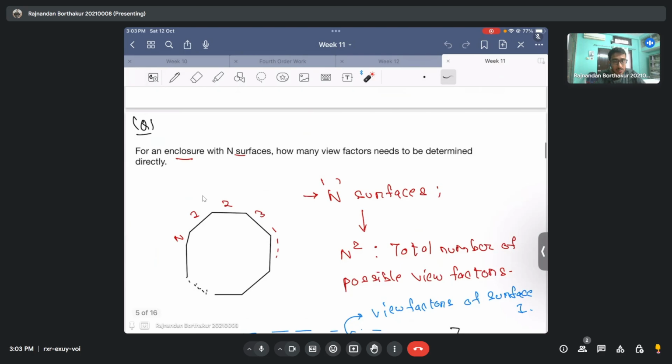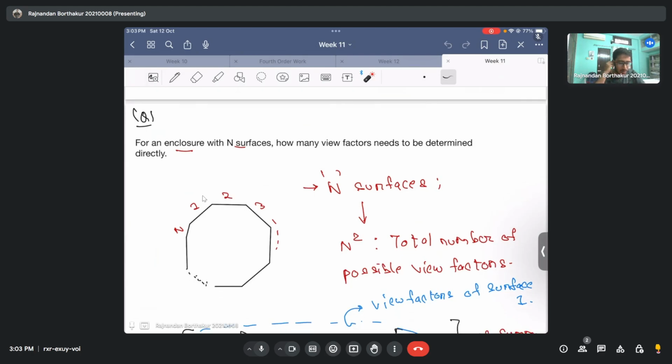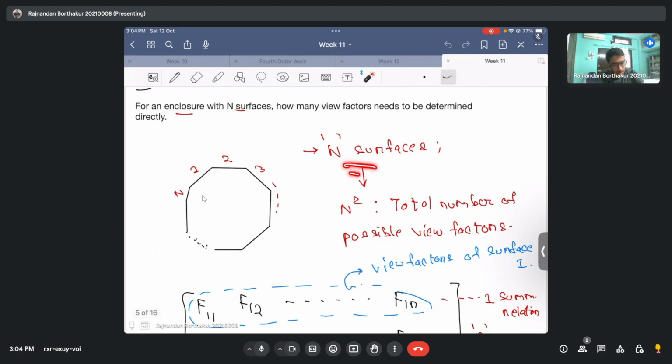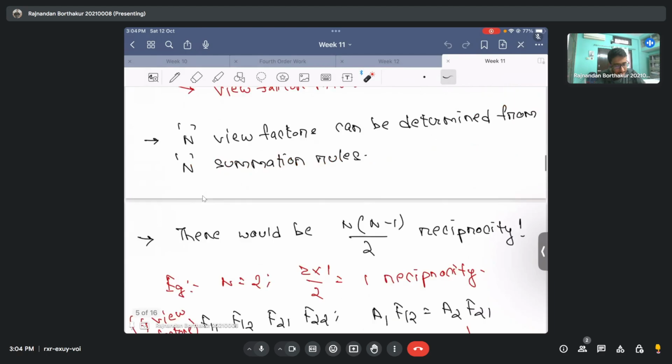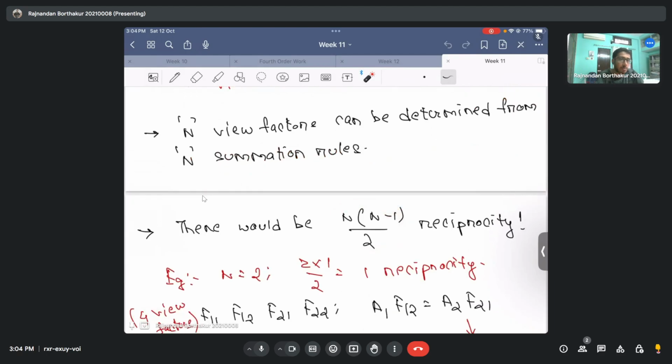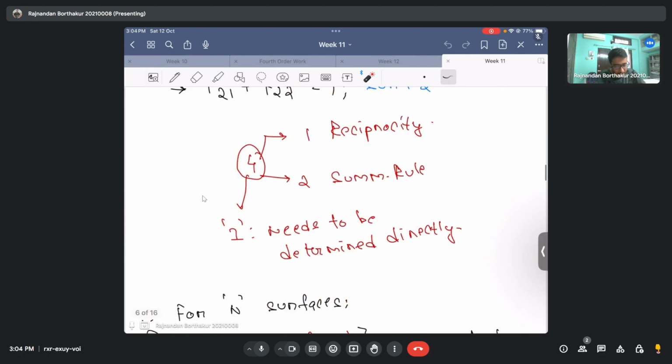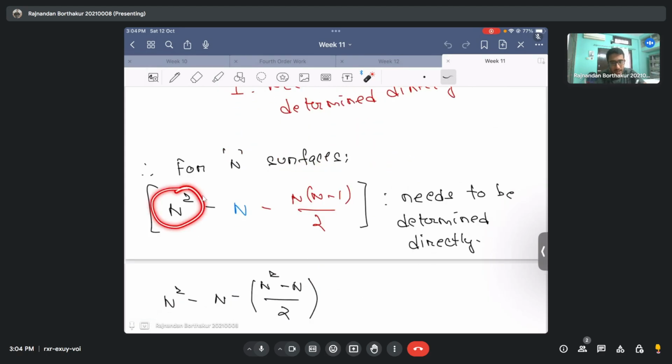Then we looked into certain numericals. For instance, we solved a numerical which asks that if there is an enclosure with n surfaces, how many view factors need to be known a priori or determined directly. We argued that if there are n surfaces, the total number of view factors would be n square, out of which n view factors can be determined from the summation rule, and the rest, n into n minus 1 by 2, can be obtained from the reciprocity relation between the surfaces. So in a way, if you have n surfaces, the total number of view factors would be n square.